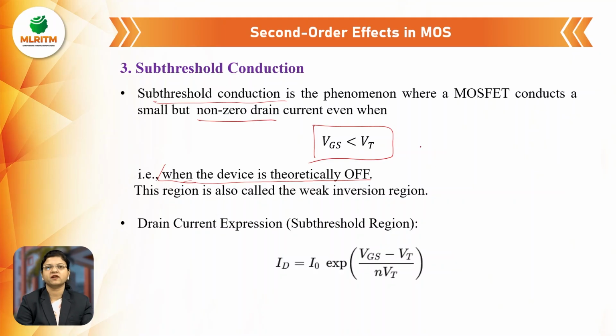This region, where the leakage current or a small amount of drain current flows through the device when VGS is less than VT, is called the weak inversion region. It is also called the subthreshold region. In this case, the current equation changes when we consider the subthreshold region: I naught exponential of (VGS minus VT) over (eta VT). Here also eta is a parameter in the subthreshold conduction.